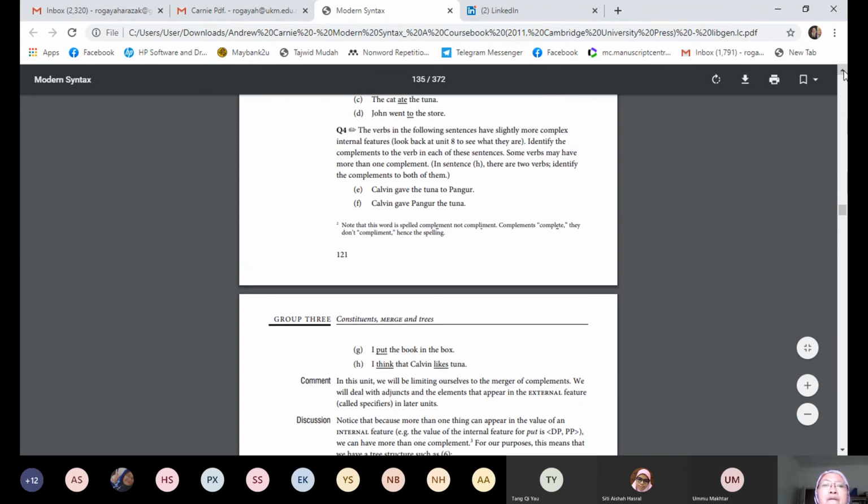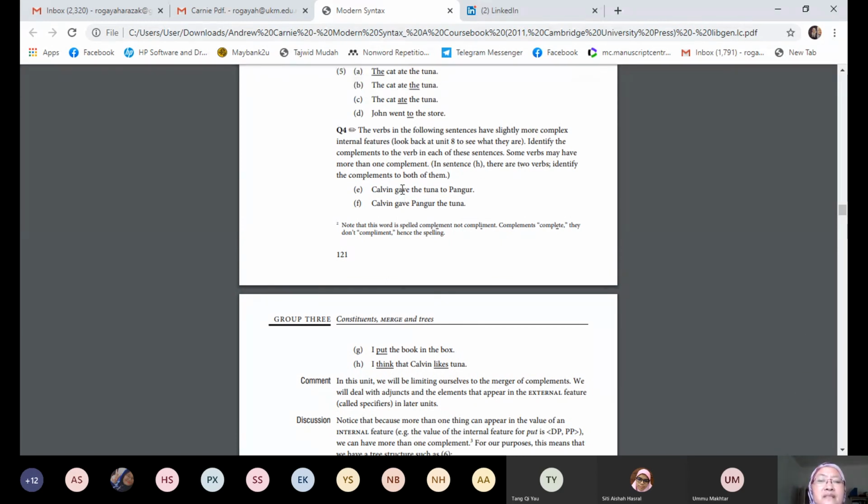This one, the verb, is a bit complex because it has more than one argument. The verbs in the following sentences have slightly more complex internal features. Identify the complements to the verb in each of the phrases in the sentences. Some words may have more than one complement. So, Kelvin gave the tuna to Panggul. The verb is the head. What is the complement of the verb? The tuna, to Panggul. So gave has two arguments, can also say two complements. One is the DP, the tuna, and the other one, to Panggul, is also a complement.